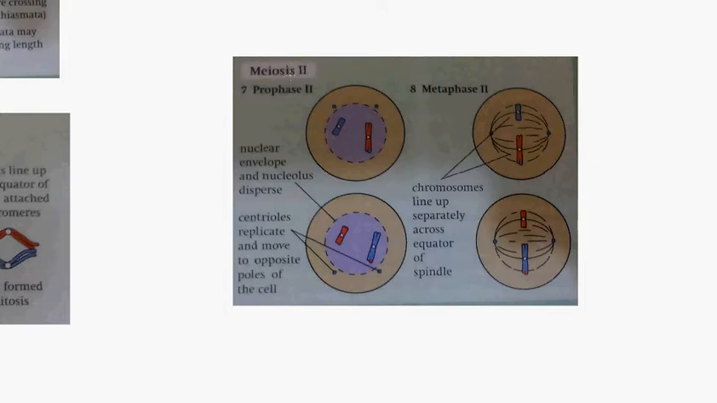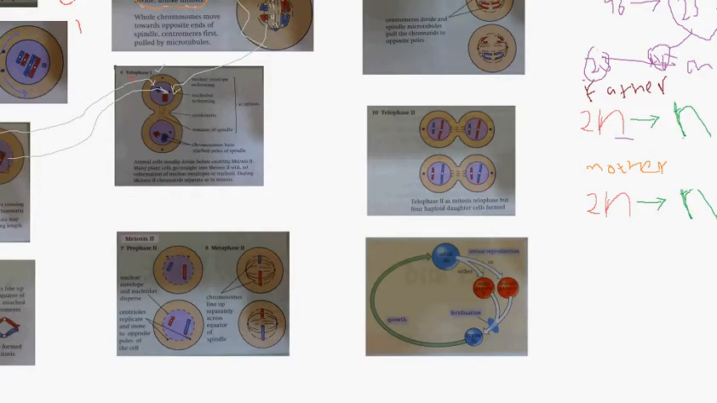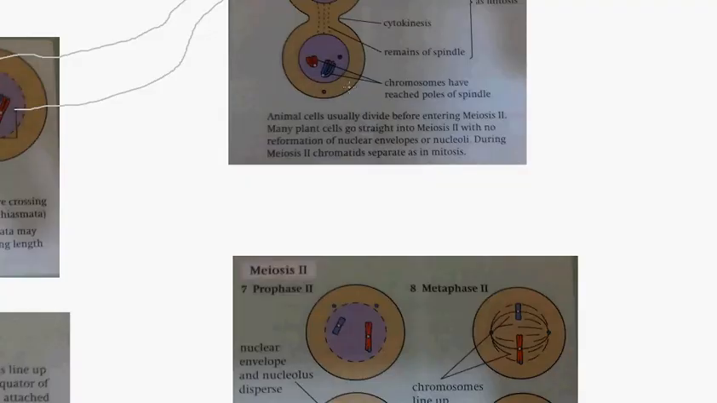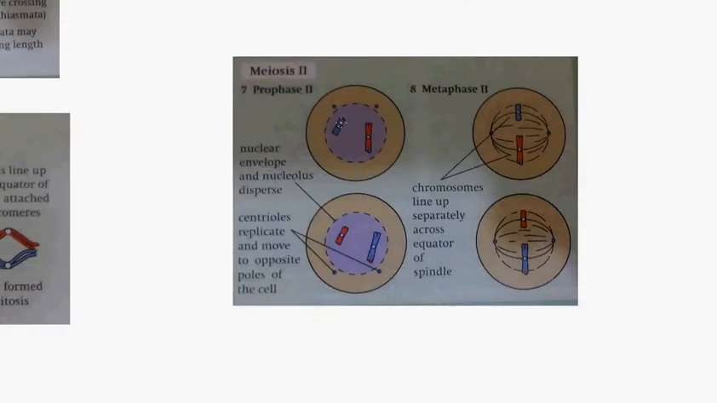This is Meiosis 2, as you can see here. Now over here, what happens is very simple actually. This is same as meiosis. Okay, so we got our chromosomes as 2 over here. Now in the prophase stage, nuclear envelope and nucleolus disappear. This is a normal thing. Centrioles replicate and move to opposite poles of the cell. This is also the same thing.